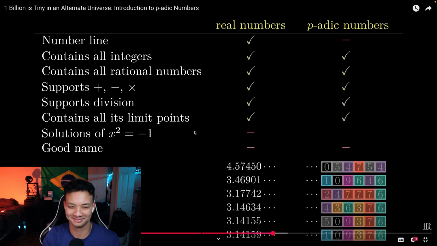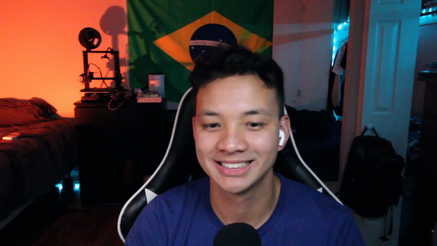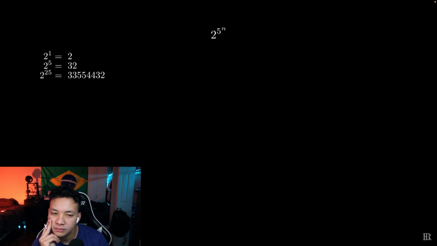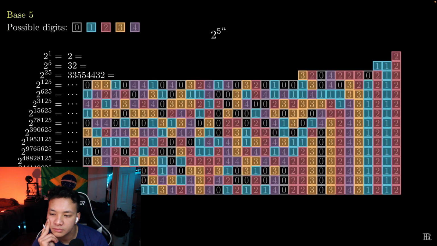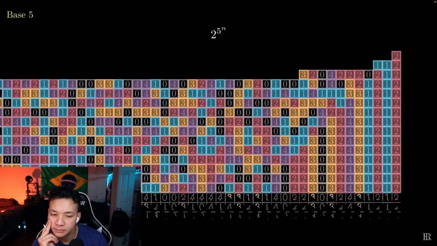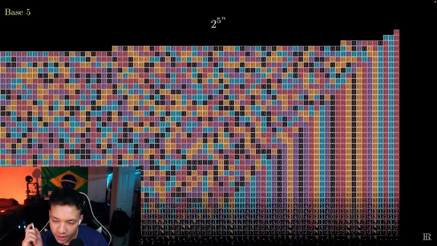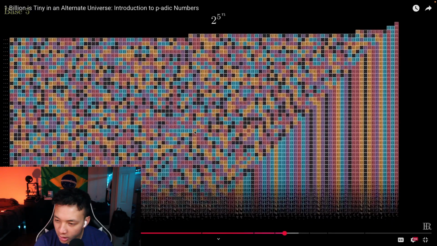We'll come back to the square roots of -1 in a minute, but first let's see some more nice graphics. At the beginning of the video, we looked at 2 to the 10 to the n. Now let's look at 2 to the 5 to the n. Rather than writing integers in base 10, now we'll write them in base 5, where the possible digits are 0 through 4. Here's some more data. They seem to get closer.